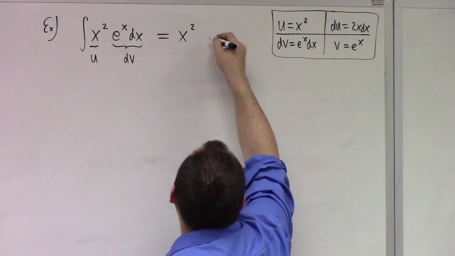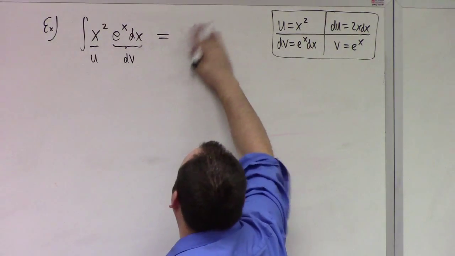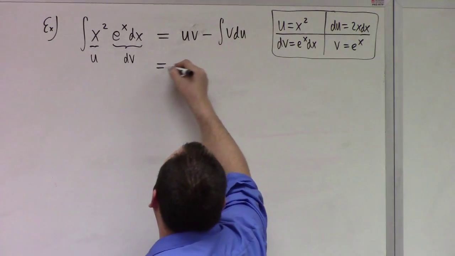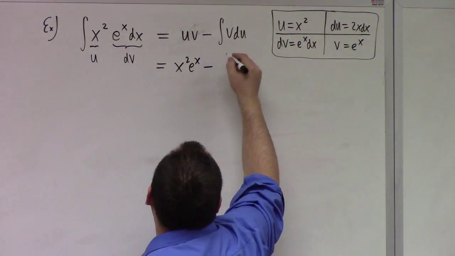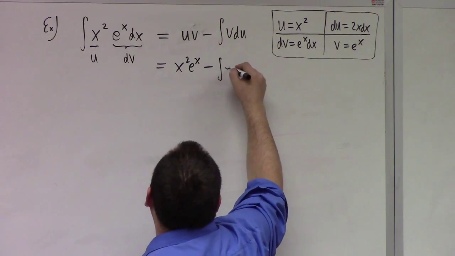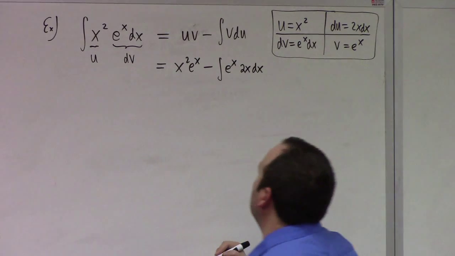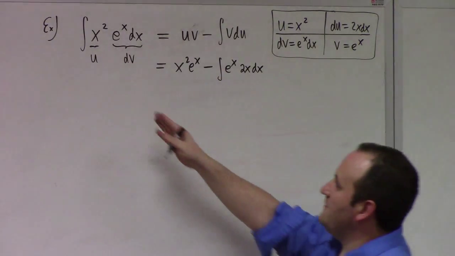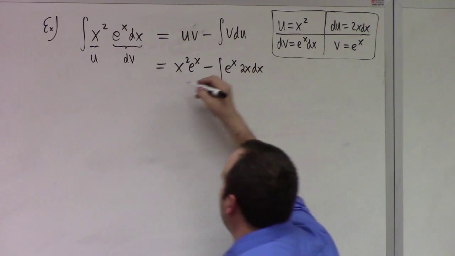Easy, no question. Oh, I'm sorry, I should write. So uv minus the integral of v du, which is what? x squared e to the x minus the integral of e to the x times 2x dx. Oh, man. Well, this one requires a little bit more patience. Well, this is nice. At least we've gone from having x squared to now just having an x, right? Let me just write one more step here.